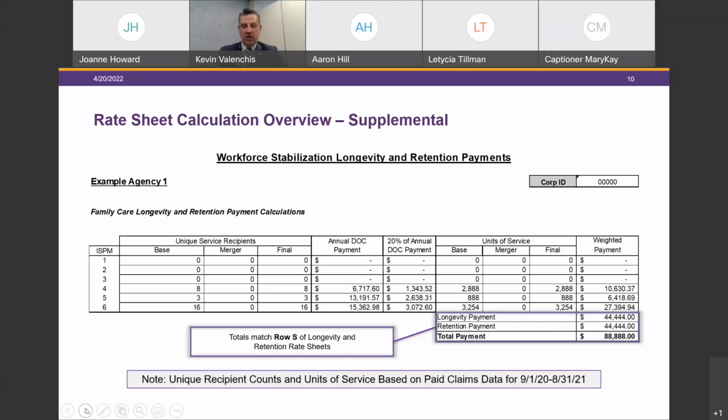So we then take and weight those units here, calculating the 10,630.37. You can see that in the weighted payment column. You add all of those together, and the longevity and retention payments each come out to $44,444. You'll recall that was what we had shown in the summary rate sheet overview, right? So these totals will match row S of both the longevity and the retention rate sheet. Again, we added everything together in the final rate sheet to take the FIDA per split percent. It's not being done in this supplemental. It's just being performed here to give you some backup as to how we calculated the payments for the family care.